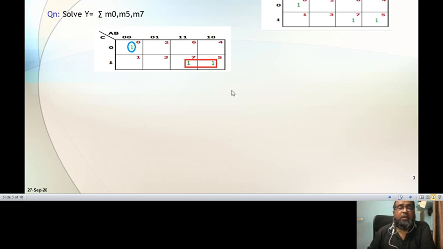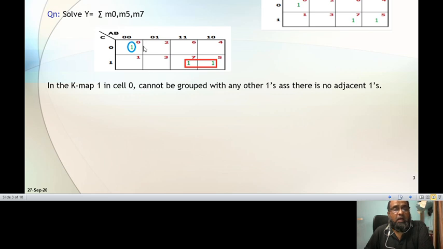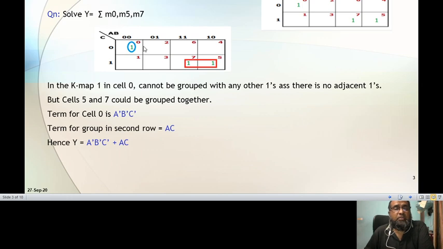You can see that 7 and 5 are adjacent, they can be grouped together. But cell number 0 cannot be grouped with any adjacent ones because none is there. So you will be getting 2 terms. The first term corresponding to cell 0 is A bar, B bar, C bar, and cells 7 and 5 are grouped together. One variable can be eliminated, that is the variable that is changing between these two. B is 1 in cell number 7, B is 0 in cell number 5, so B is getting eliminated, the remaining is AC.